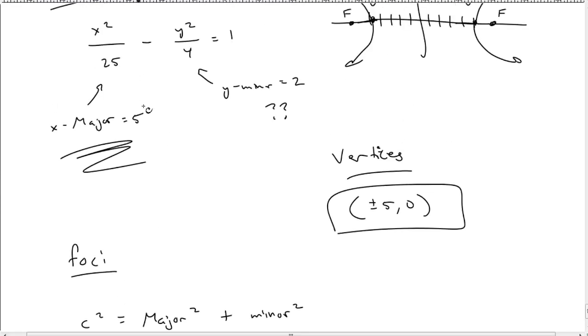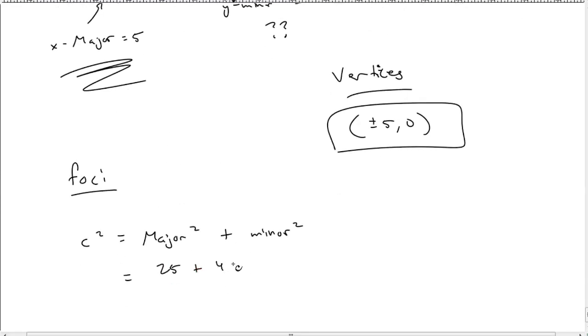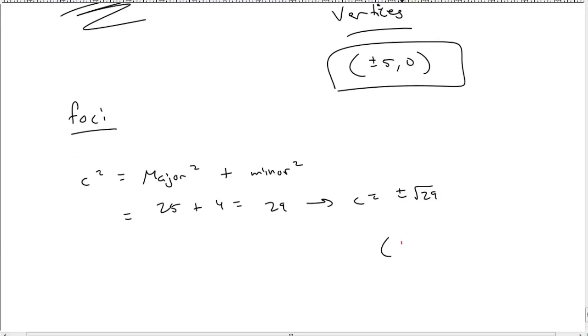Well, I have my major squared. It's going to be that 25. My minor squared is going to be that 4, so 29. C is equal to plus or minus square root of 29. I don't think that reduces. And again, because it's going to be an x major, it's going to be an x value. There you go. We found our foci. Next problem.